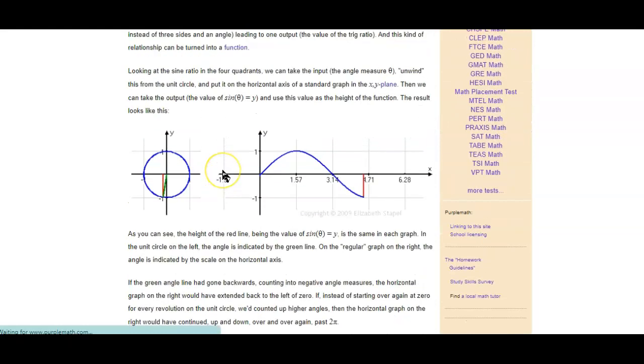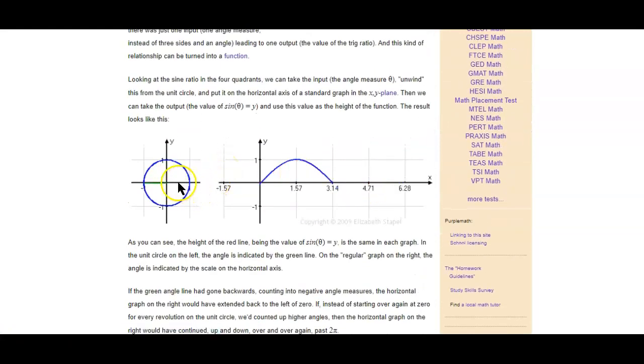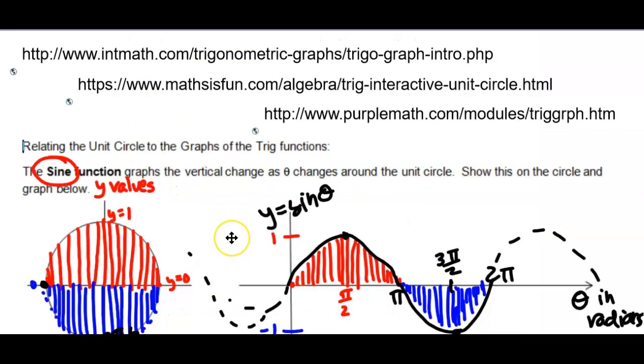This is the sine graph, okay? The sine is the red. Do you see how the red changes as you go around here? It gets longer, shorter, negative, and it's doing the same thing over here. Just an animated example of this.